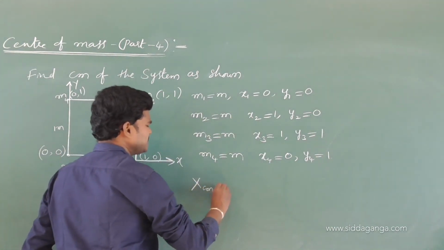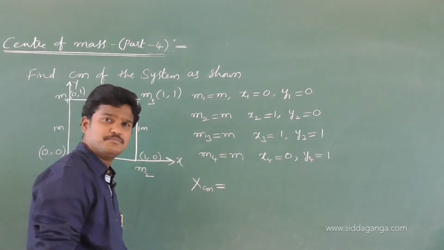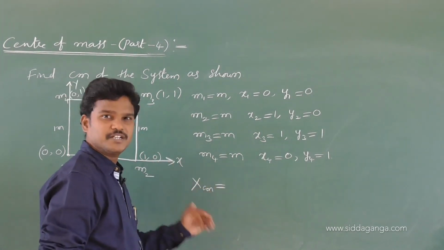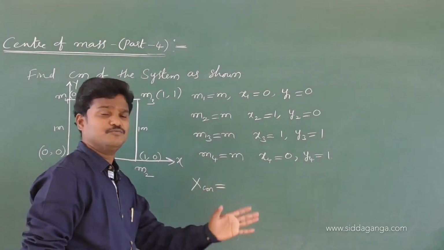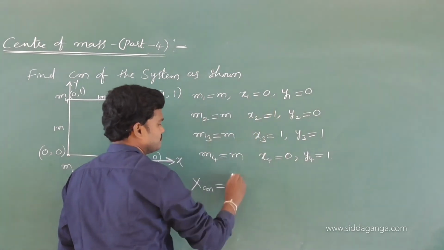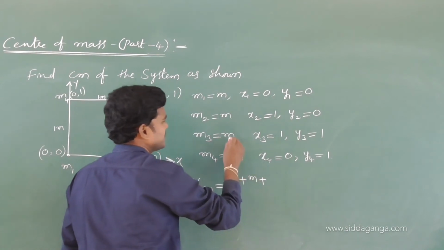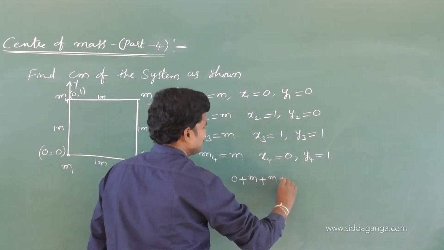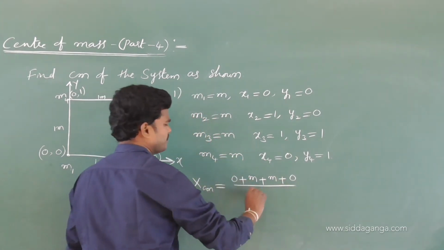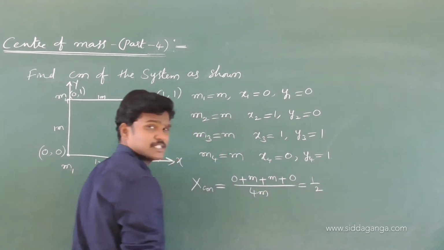xcm is m1 x1 plus m2 x2 plus m3 x3 plus m4 x4 by m1 plus m2 plus m3 plus m4. Okay, do it fast. Check it. What is m1 x1? m into 0, 0. m2 x2 is m into 1, m. m3 x3 is m into 1, m. m4 x4 is 0. By m1 plus m2 plus m3 plus m4, 4m. 2m by 4m. How much is it now? 1 by 2, directly we can expect.